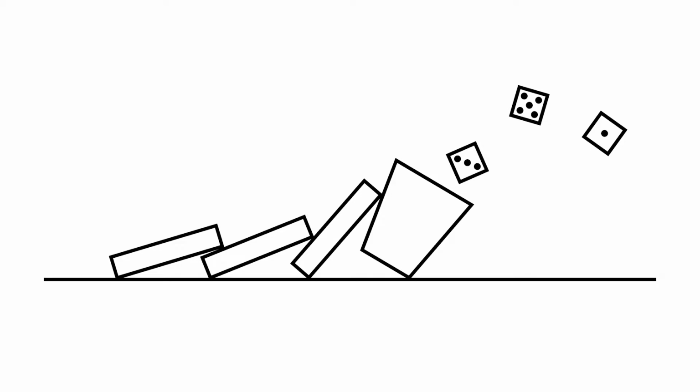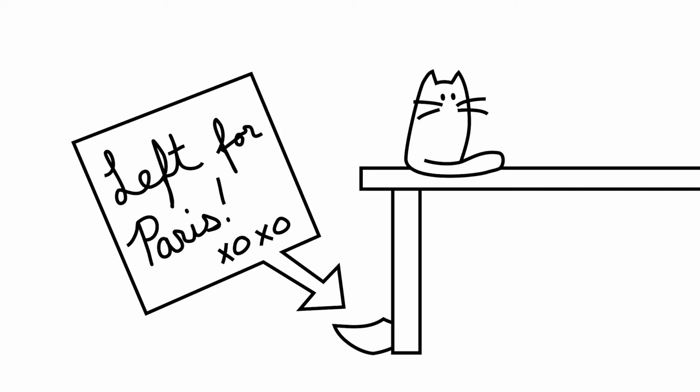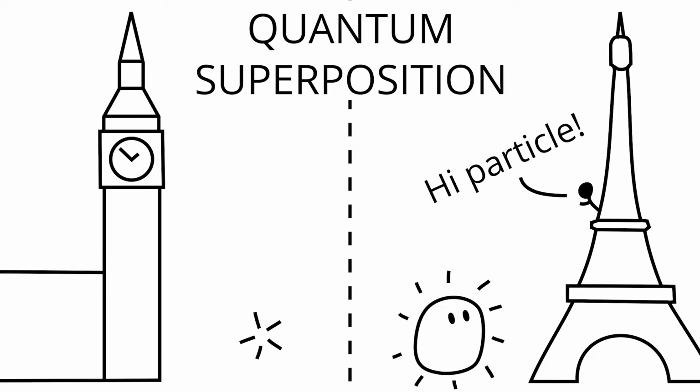For example, a particle might have a 50% chance of being in London and a 50% chance of being in Paris. This does not mean that we simply don't know where the particle is because we lack vital information, but rather that the particle really exists in both London and Paris, a situation termed quantum superposition. When the particle is observed in one location or the other, this observation collapses the superposition, and the particle then truly exists wherever we observed it to be.